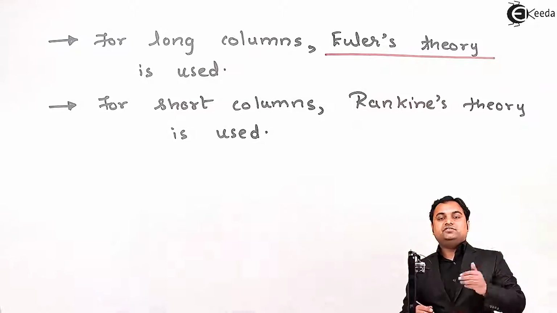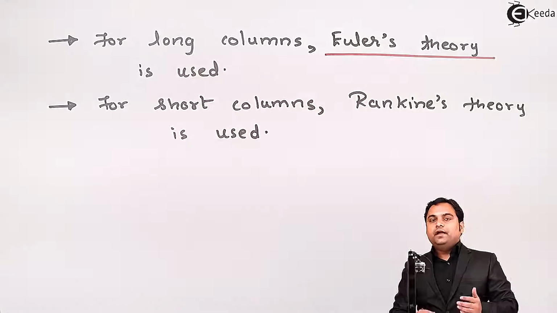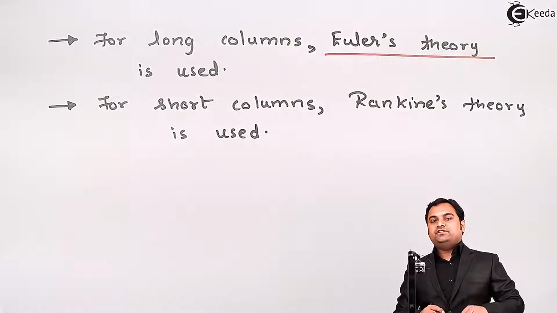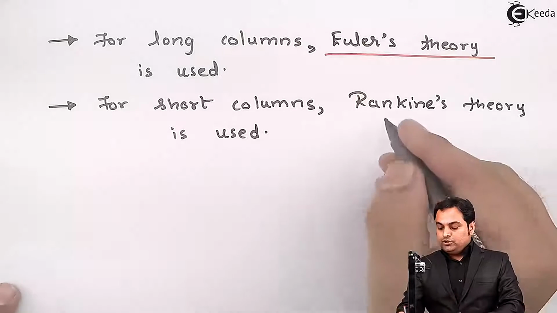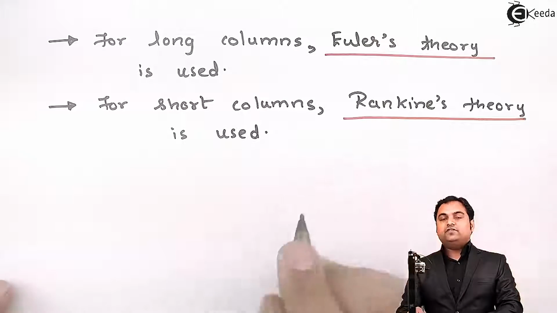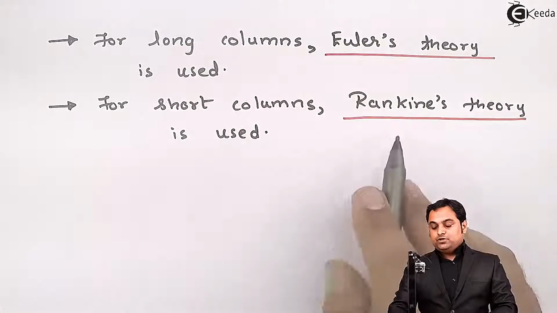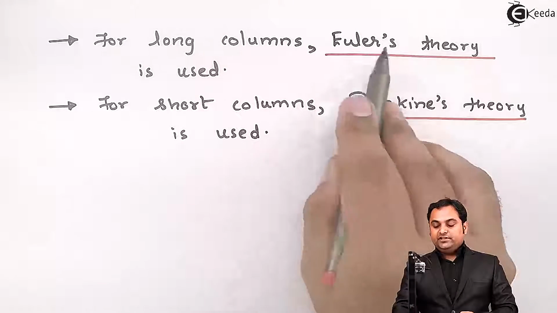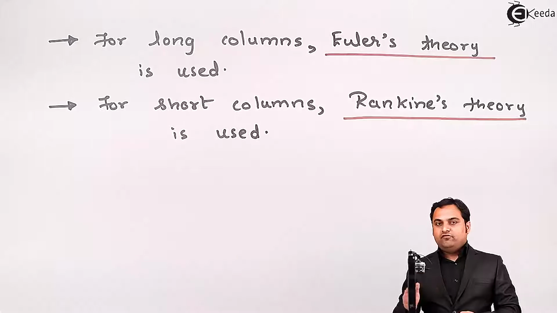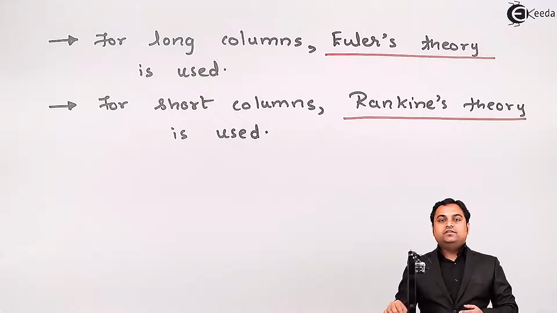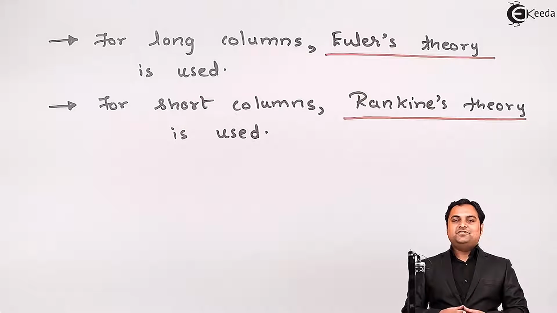because Euler gave us the formula regarding long columns and he considered only the bending of the column, whereas Rankine considered even the compression effect, that is even for short columns. So this theory, which is Rankine's, is used for short as well as medium and long columns. So this theory is applicable to all types of column, whereas Euler's theory is applicable only for long columns. So in this video we have seen the concept regarding columns and struts.